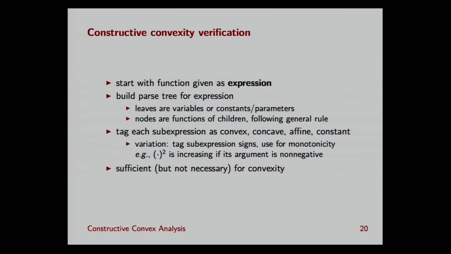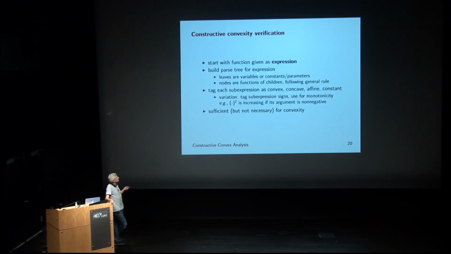Okay, so now we're going to formalize all this. We're going to do constructive convexity verification, and it works like this. You start with a function given as an expression, a composition of little bits and pieces. Then we build the parse tree for the expression. The leaves are variables, constants and parameters. Every node is a sub-expression, associated with a function used to combine the children into the result of that node.